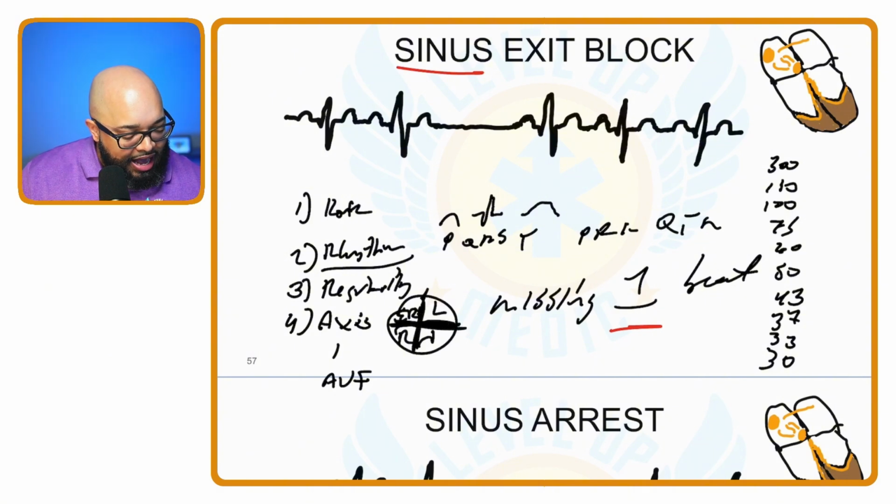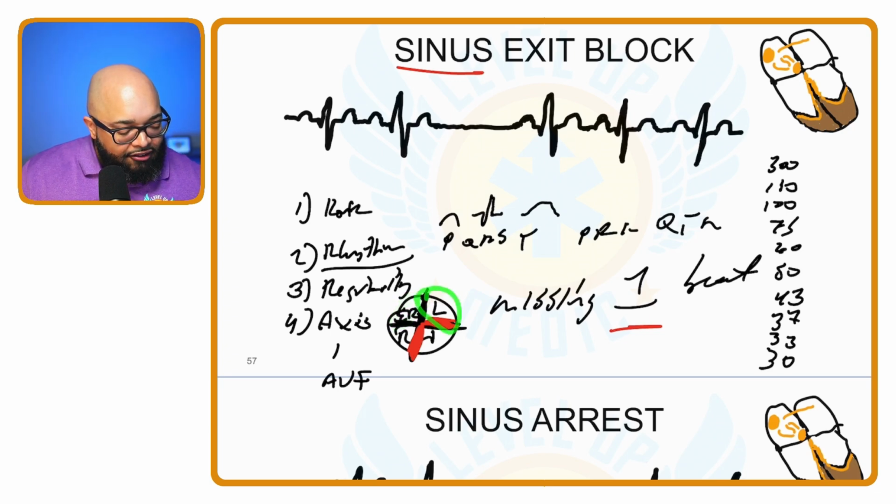And we're going to look at lead AVF. Remember, they both have a positive end and a negative end. The red, of course, is positive here. So when lead 1 and AVF are both positive, that's a normal axis. When 1 and AVF are both negative, that's extreme right.